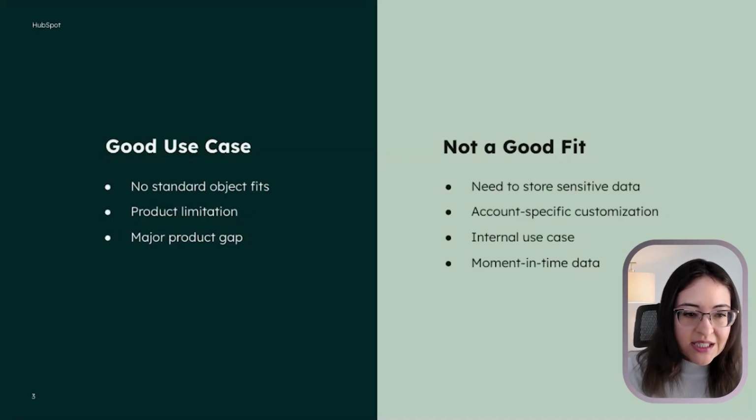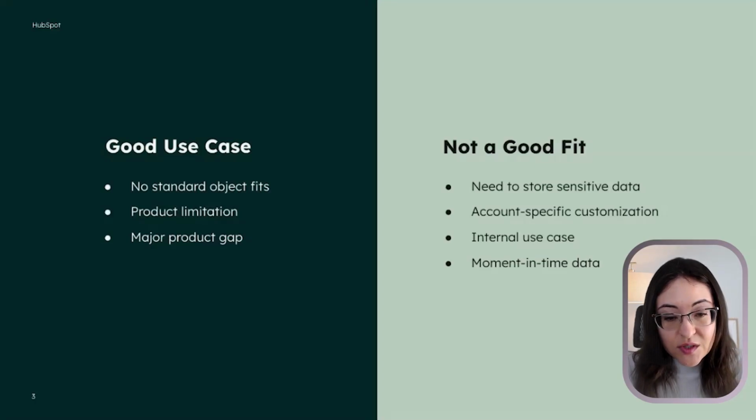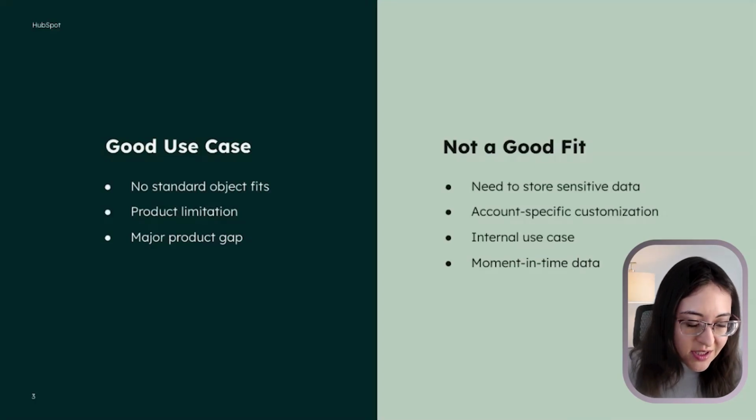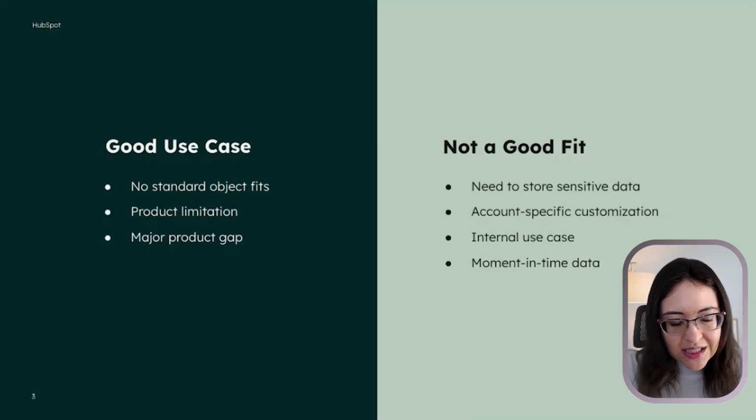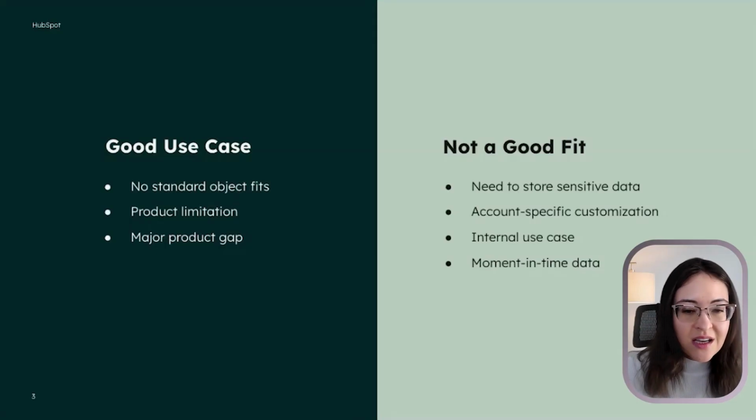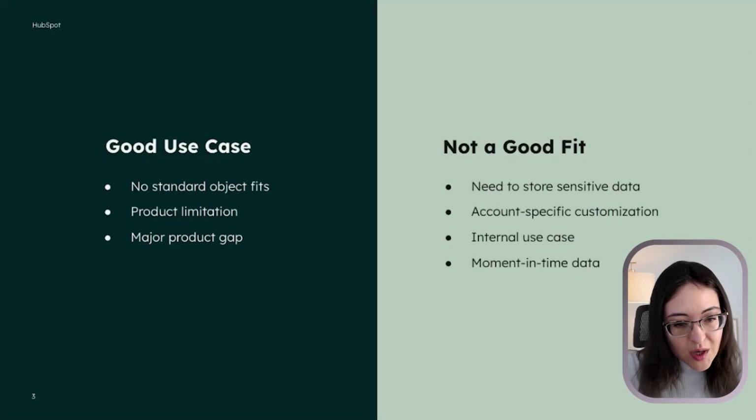And the third good use case is when there's a major product gap. An example here would be when there's a related feature that technically supports an extension through API, but that data still won't be visible to customers in the record experience. So let's say activities may support custom properties through the properties API, but those properties are not visible to customers on the meeting record. In cases like that, app objects, once again, can help.